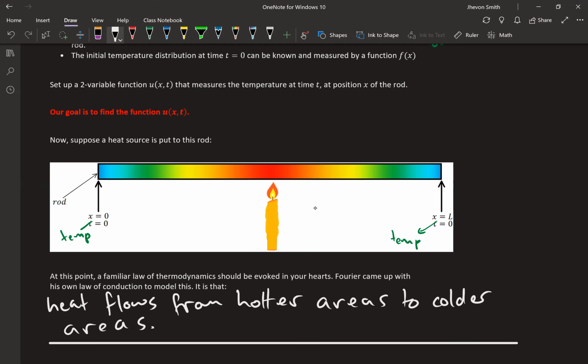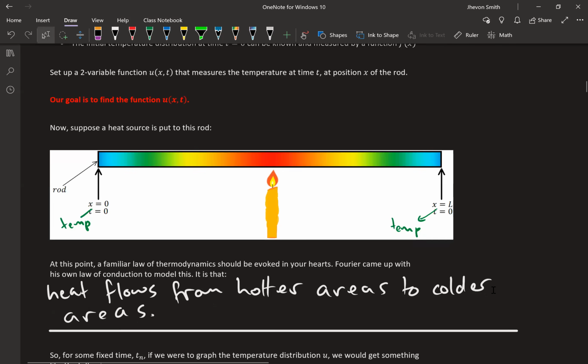Now, Fourier came up with his own conceptualization of this. Of course, he made it sound a lot more mathy, but basically this was the assumption that was made. The cooler parts of the metal rod over time will start to heat up. There's going to come a time where you can assume the temperature is evenly distributed throughout the rod. But to get to that point, the colder parts of the rod will eventually start to heat up. So the heat is going to spread out from the center, and it's going to start heating up the other areas of the rod. So that is what we would imagine is going to happen.